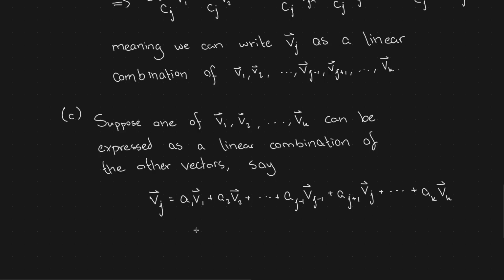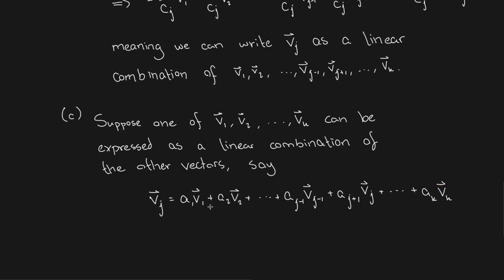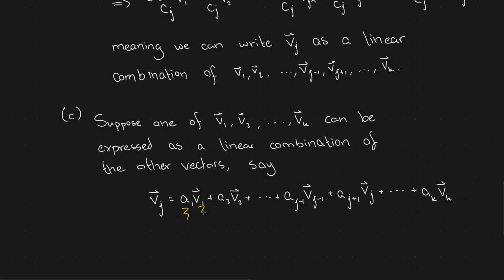Okay, so all I'm doing is using the definition of what a linear combination is. I'm just saying that one of these vectors, I'm calling it vj, can be expressed as a linear combination of the other vectors: a scalar coefficient times a vector plus a scalar times a vector plus a scalar times a vector, and so on. That's what a linear combination is.